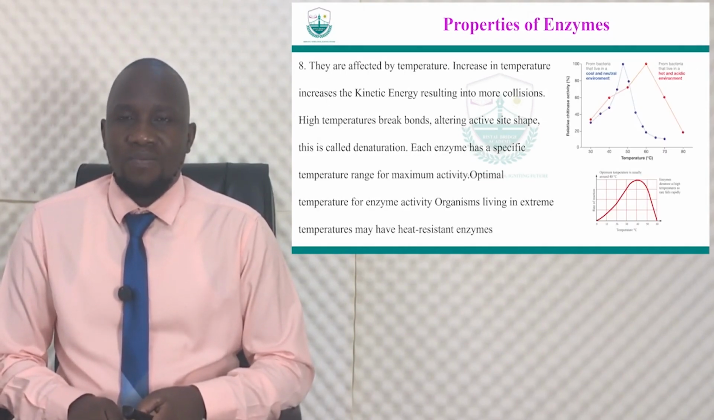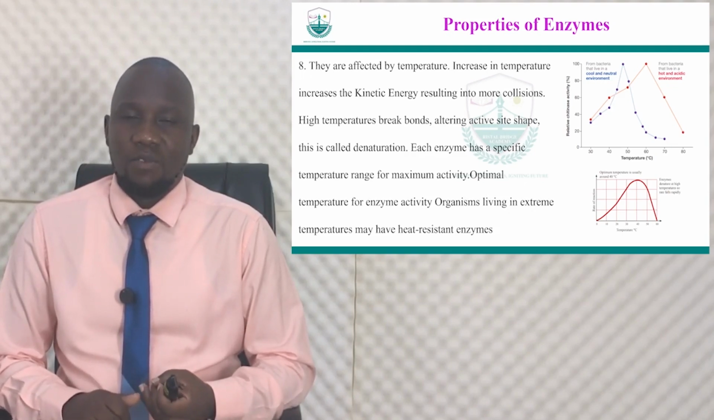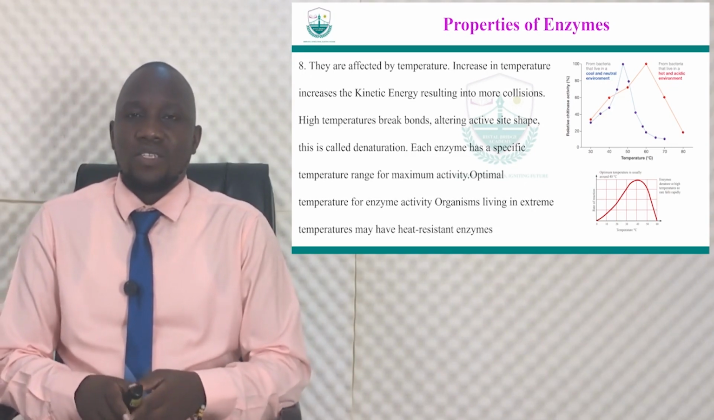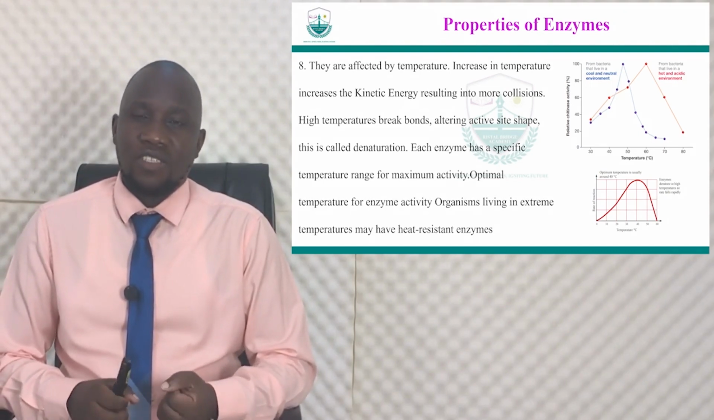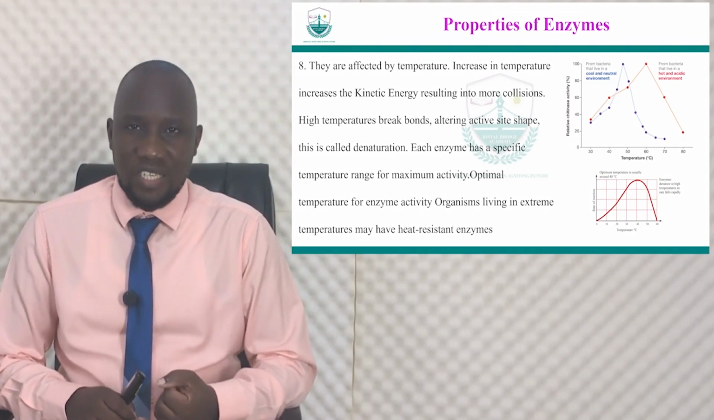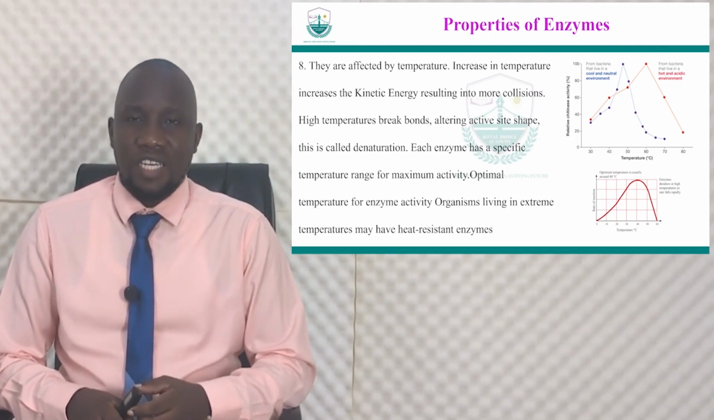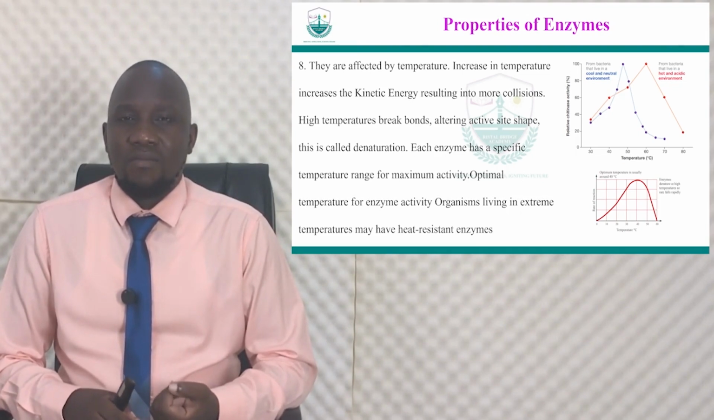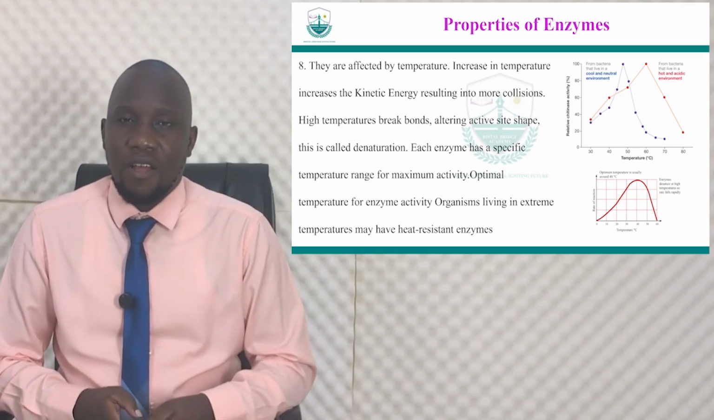Okay, like I said earlier on, enzymatic activity is influenced by temperature, but also by pH. And when we talk about the influence of temperature on enzymatic activity, we always need to talk about what we term as optimal temperature. Optimal temperature is the temperature at which the enzyme is working very efficiently. And then suboptimal temperature is when it is not really working properly.